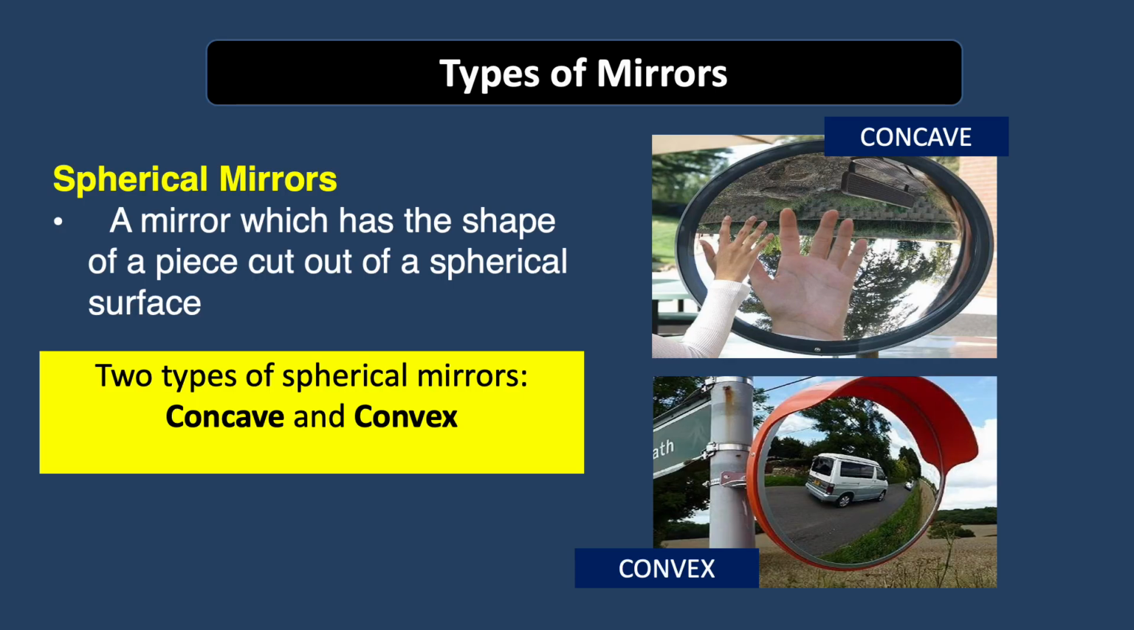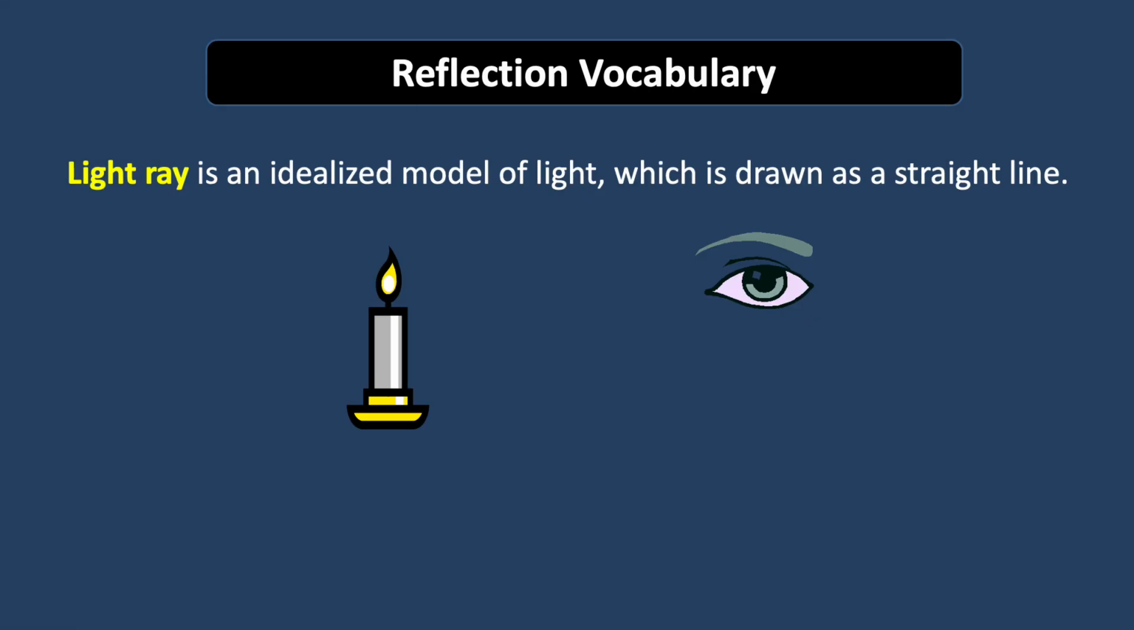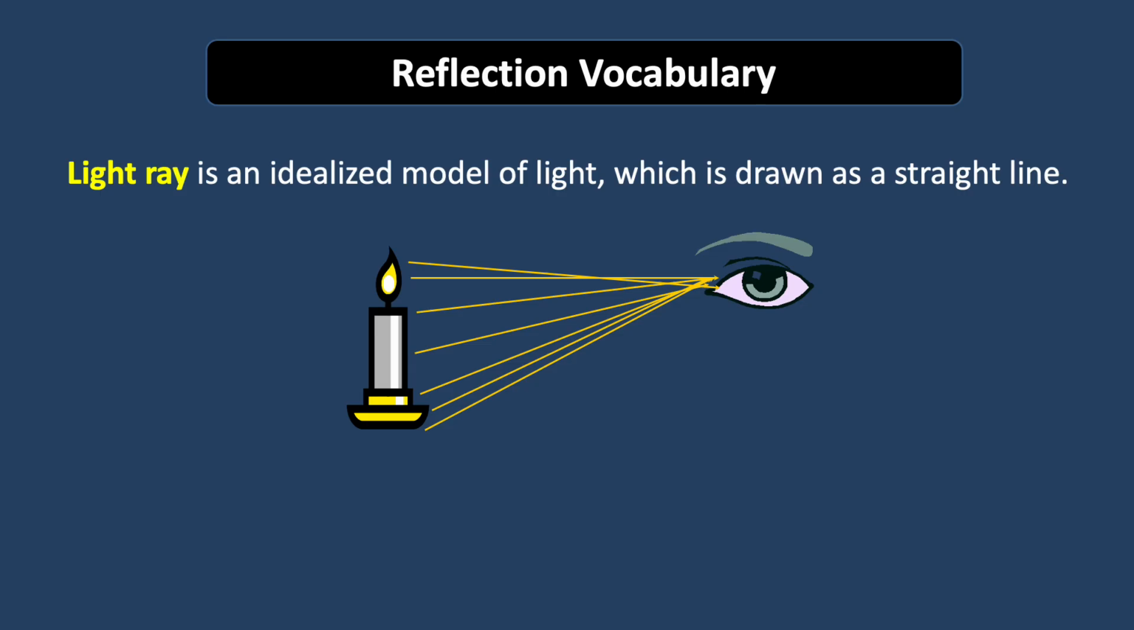A concave mirror curves inward like the inside of a spoon, while a convex mirror curves outward like the back of a spoon. To analyze how light behaves on mirrors, let us familiarize ourselves with five different reflection vocabulary terms. First, we have light ray. A light ray is simply our idealized model of light, which we always draw as a straight line with an arrow showing its direction of travel.